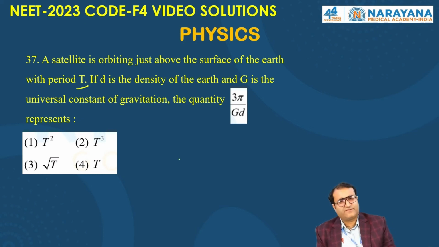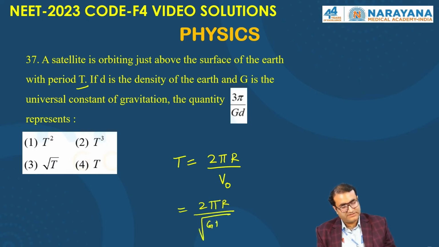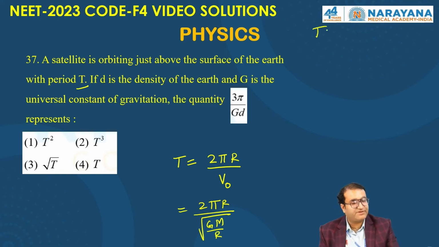Let us write the expression of the time period. Time period is 2 pi r by the orbital speed v0. So it is 2 pi r by under root of GM by r. So the time period can be written as 2 pi r power 3 by 2 by under root of GM. Some people know this formula directly. So the time period is 2 pi r power 3 by 2 by under root of GM.